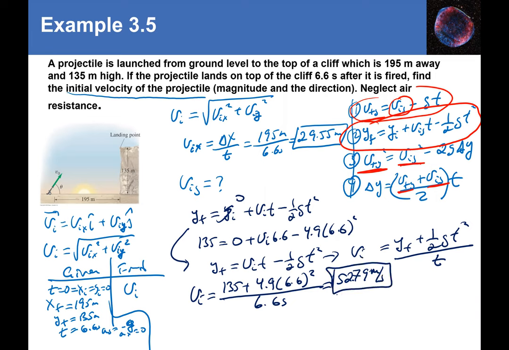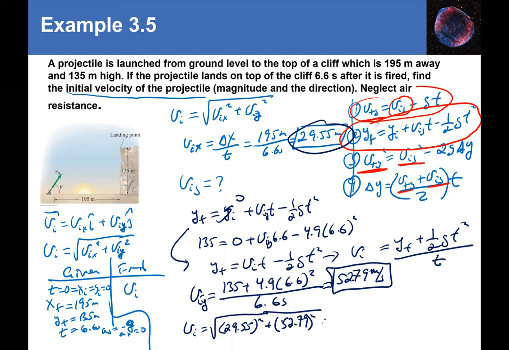Now that I have that, along with Vix, because this is Viy, I can go back and use this to find V initial. V initial equals the square root of 29.55 squared plus 52.79 squared, and I'm going to get 60 meters per second.